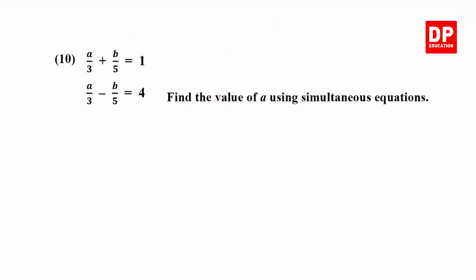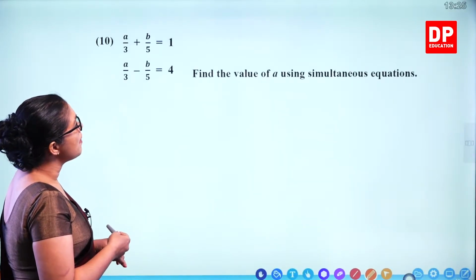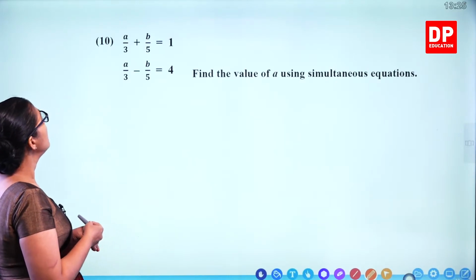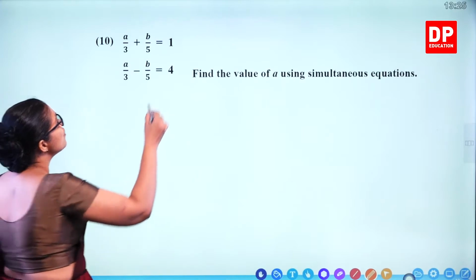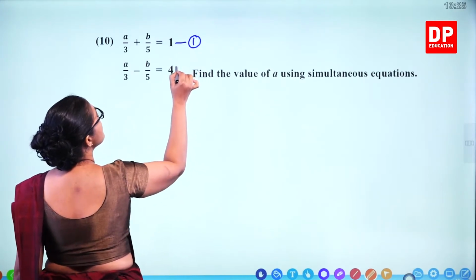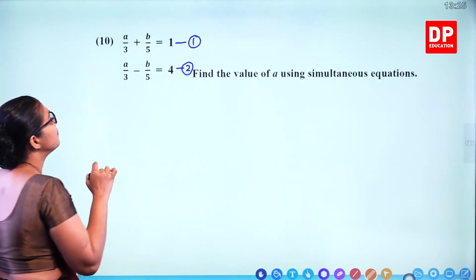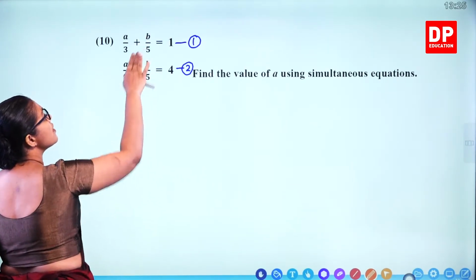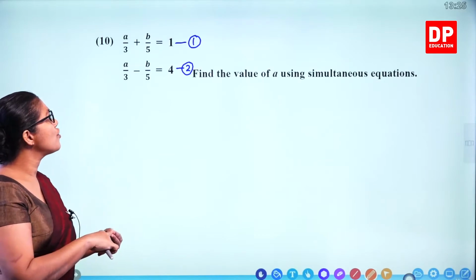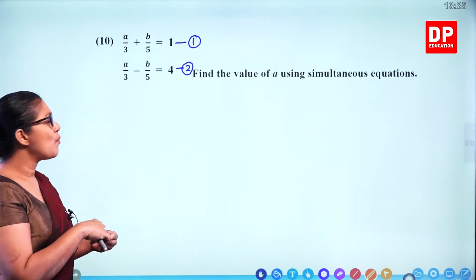Question number 10. We have given 2 equations. Find the value of A using simultaneous equations. Look at carefully. You have to get rid of B. When you take the first equation and the second equation and add them, these 2 terms get cancelled out. Same coefficient, one is plus and one is negative.